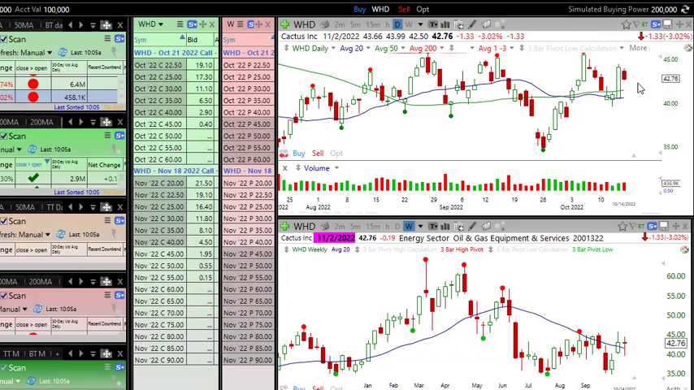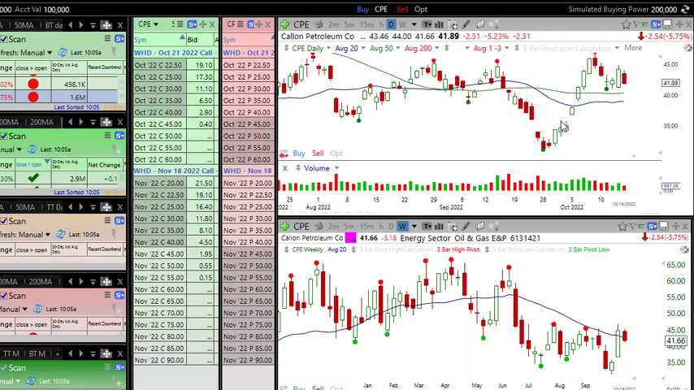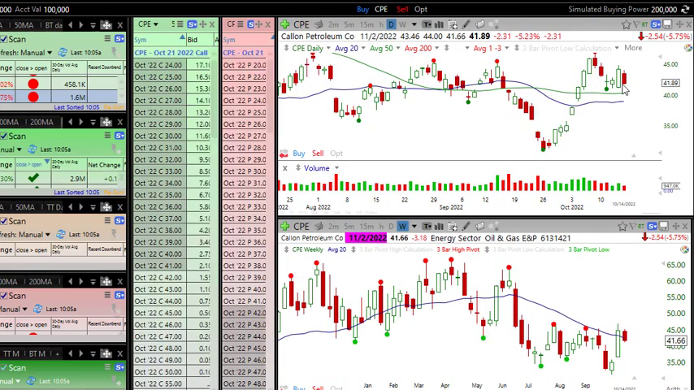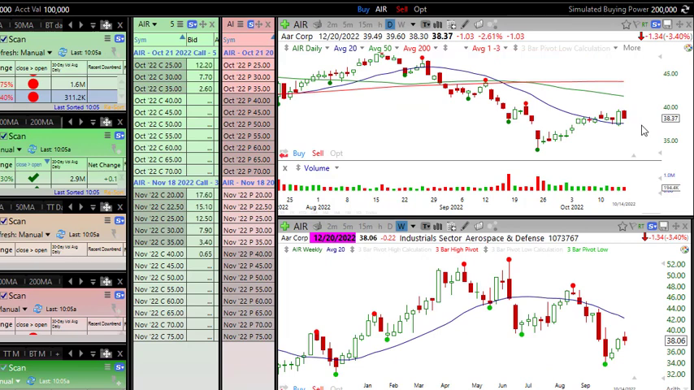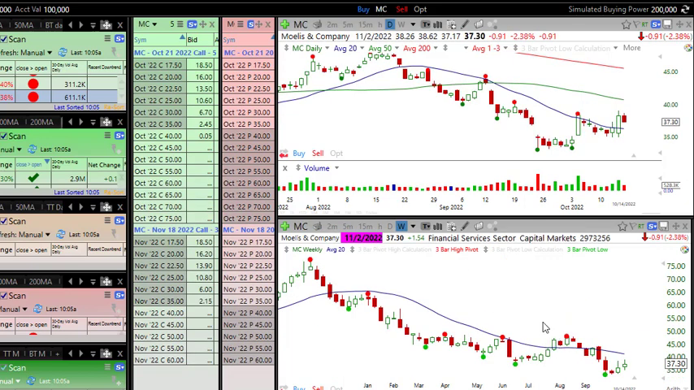WHD, it could be a put spread, sell the $40 puts over Thursday's high, but I don't like it as a directional because I got 1, 2, 3 levels of major resistance. Retracement too deep on CPE. AIR, not bad. I think our others are better, and I don't like the weekly as a sell setup.